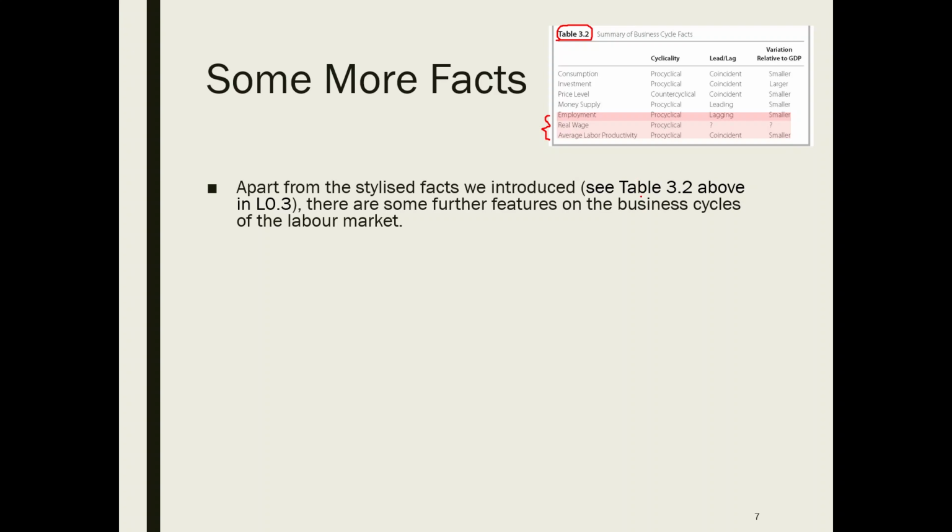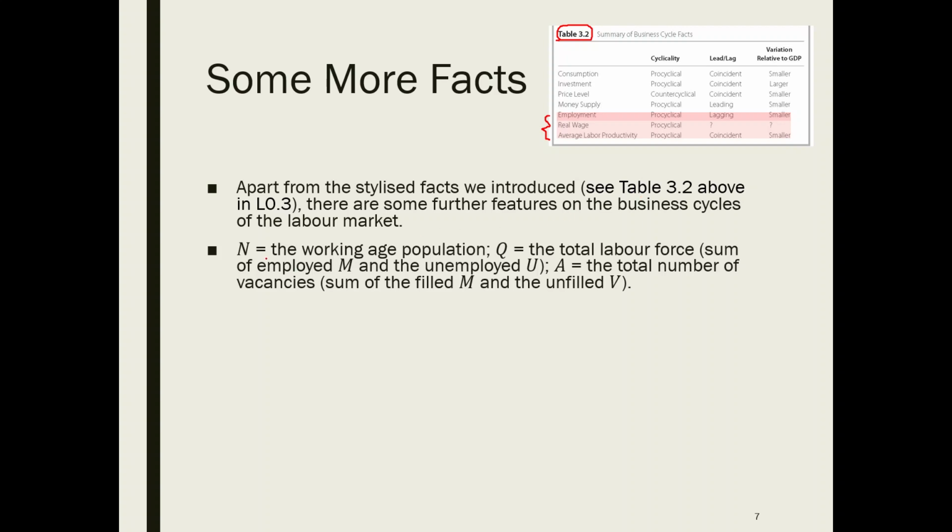On the supply side of the labor market, let's denote N as the working age population and Q as the total labor force, which is defined as the employed workers, M, and the unemployed job seekers, U. On the demand side of the labor market, A is the total number of jobs available, which is defined as the sum of the filled positions, M, and the unfilled vacancies, V.